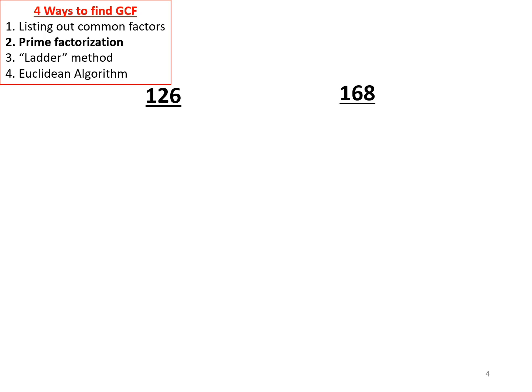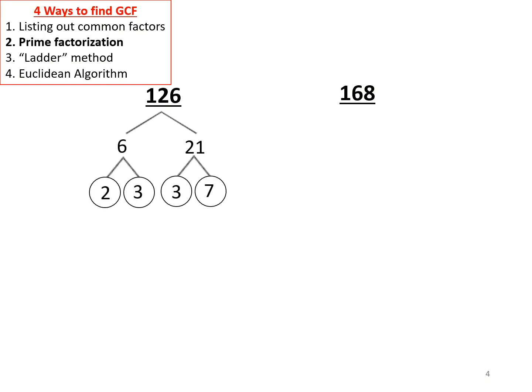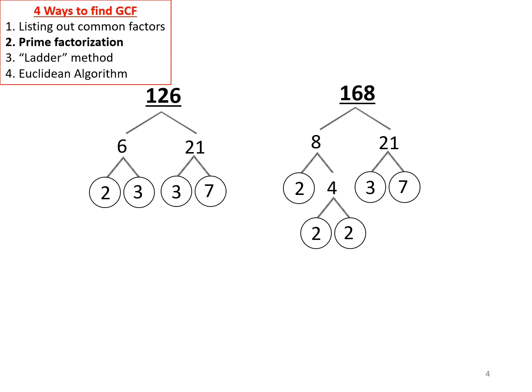Next way is prime factorization. So, first do the prime factorization of each number, which is 2 times 3 times 3 times 7 for 126, and 2 times 2 times 2 times 3 times 7 for 168.